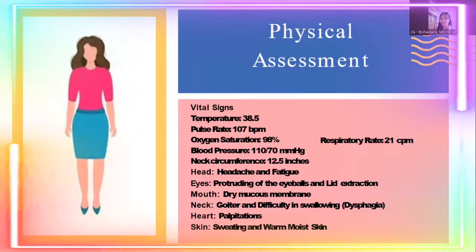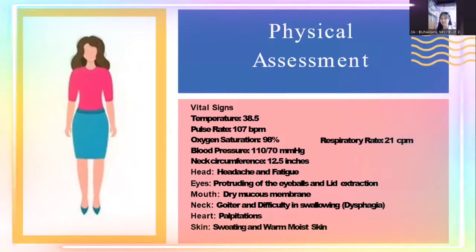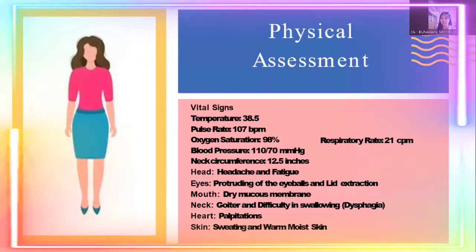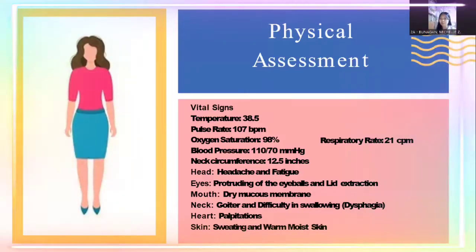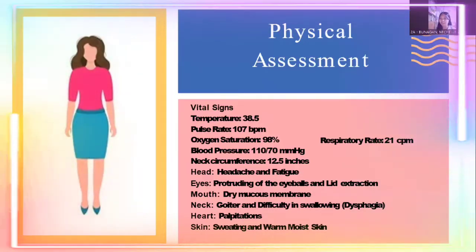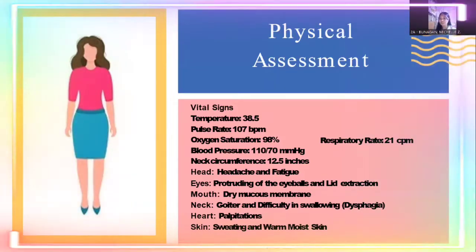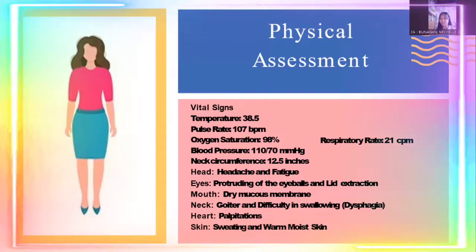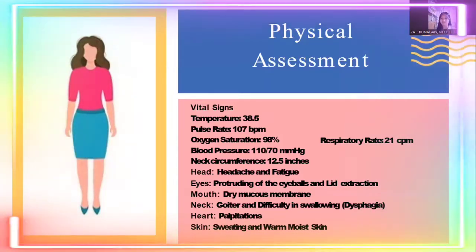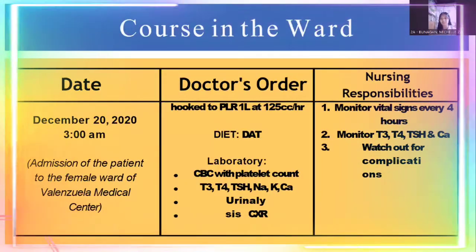For the head, there is headache and fatigue. For the eyes, protruding of the eyeballs and lid retraction. For the mouth, pale mucous membrane. For the neck, goiter and difficulty in swallowing. For the heart, palpitations. For the skin, sweating and warm moist skin. Next. And here is Miss Ira to discuss the course in the ward.